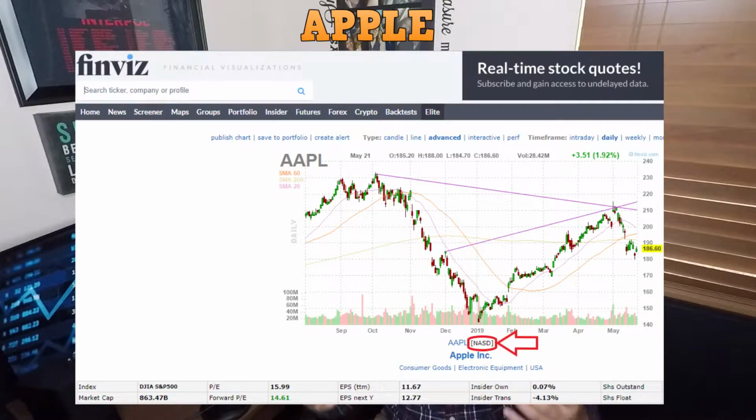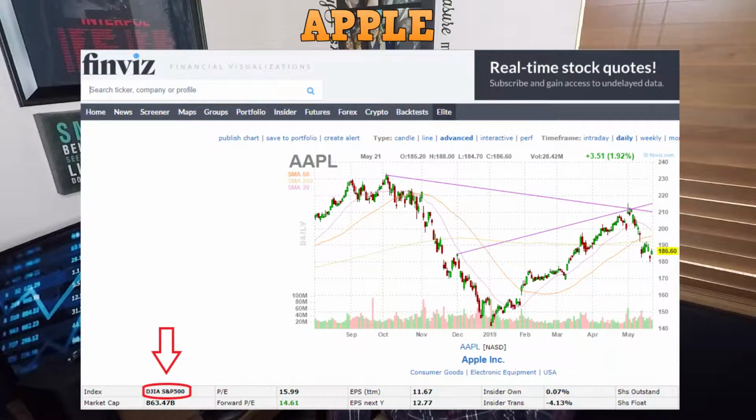Let's go over some examples. On the first one, we have Apple. And if you look in here on finviz.com, you will notice that the stock exchange is the Nasdaq Stock Exchange. Now the index on the other side is the Dow Jones Industrial Average and the S&P 500.